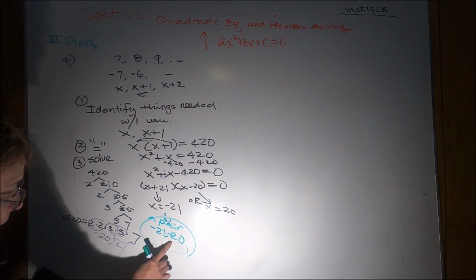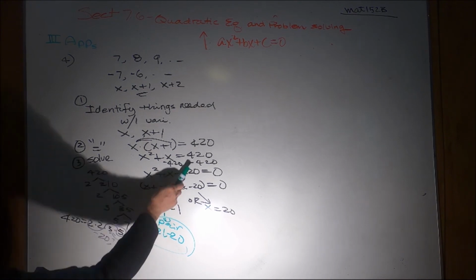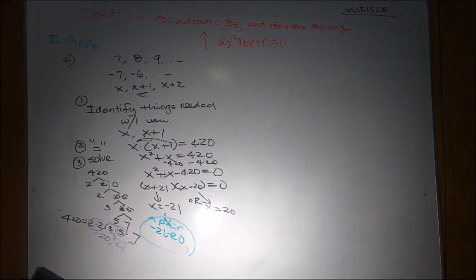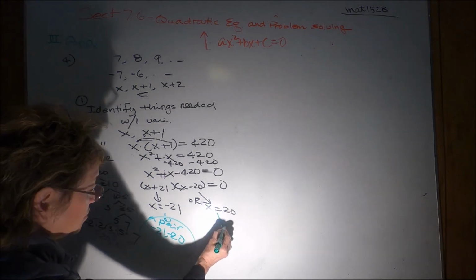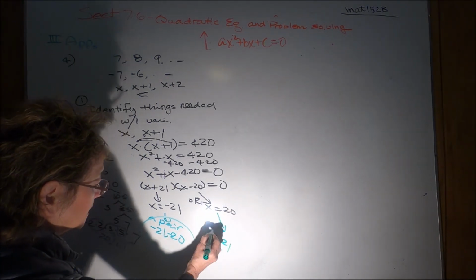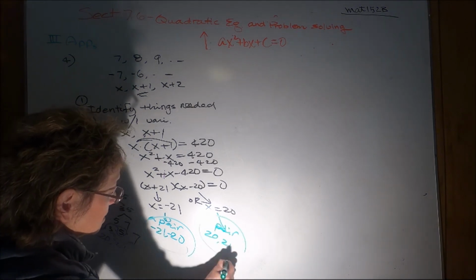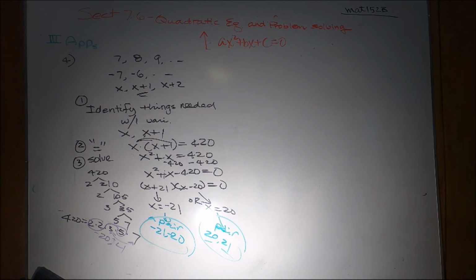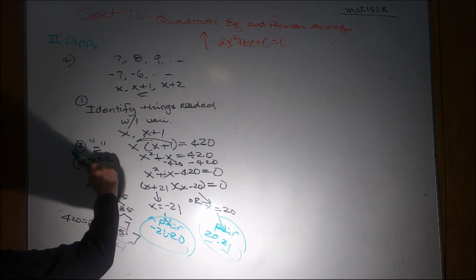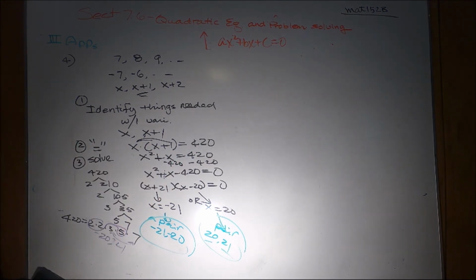When you multiply them together, they become what? 420, right? Then for the other one, 20, the next number would be 21. So this pair would be 20 and 21, consecutive integers. And when you multiply them together, they are 420, right? So you might have one of those questions on your exam and final. So you need to practice them.